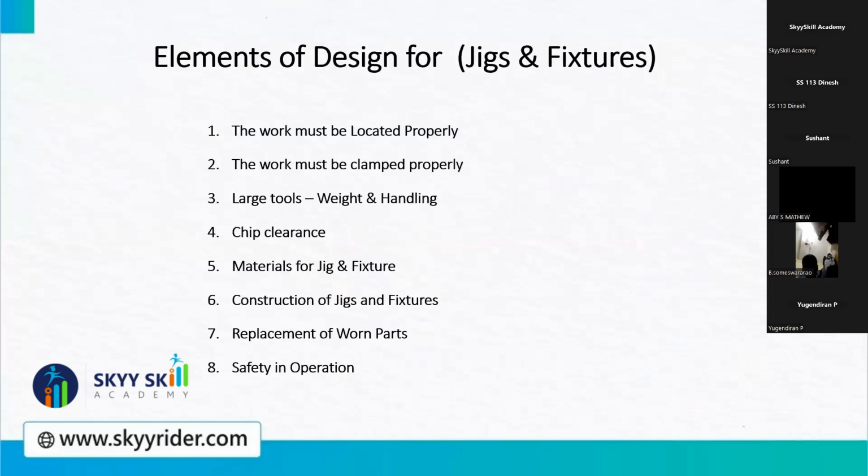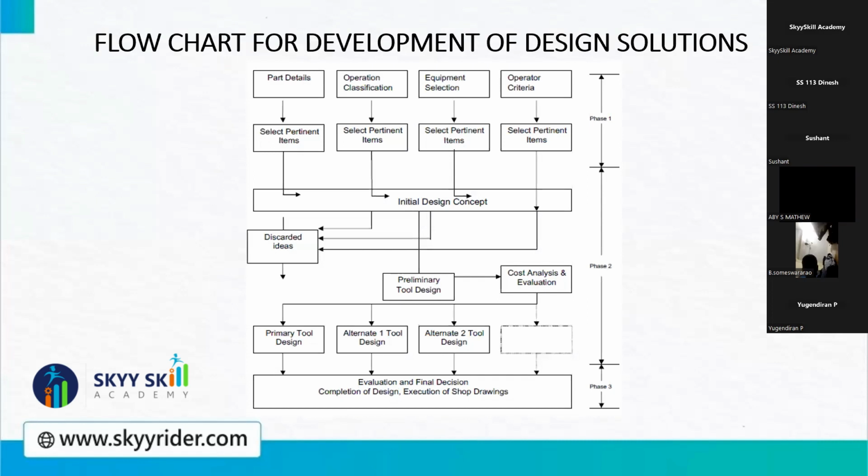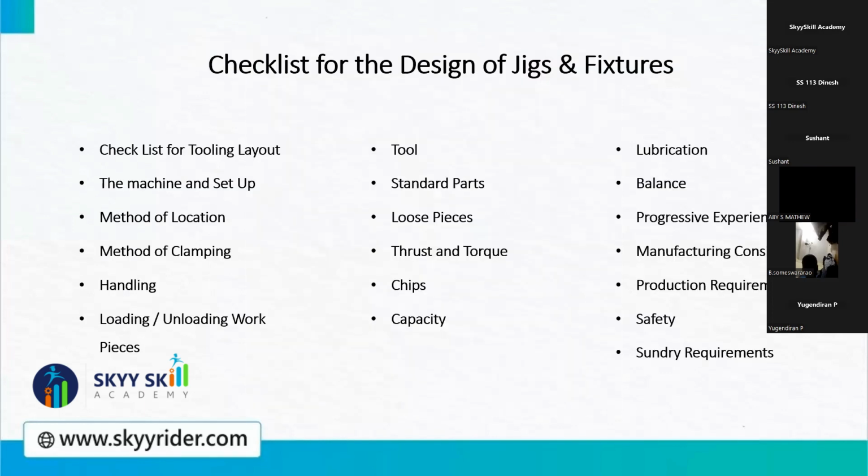Okay, some elements of fixture design. The work must be located properly. The chip clearance, the materials, the construction, the replacement of worn parts. We have to look after the safety. I'm just moving a little fast on this. These are some flow charts for making any design progress, so we'll quickly move to that. These are some checklists for design of jigs and fixture.